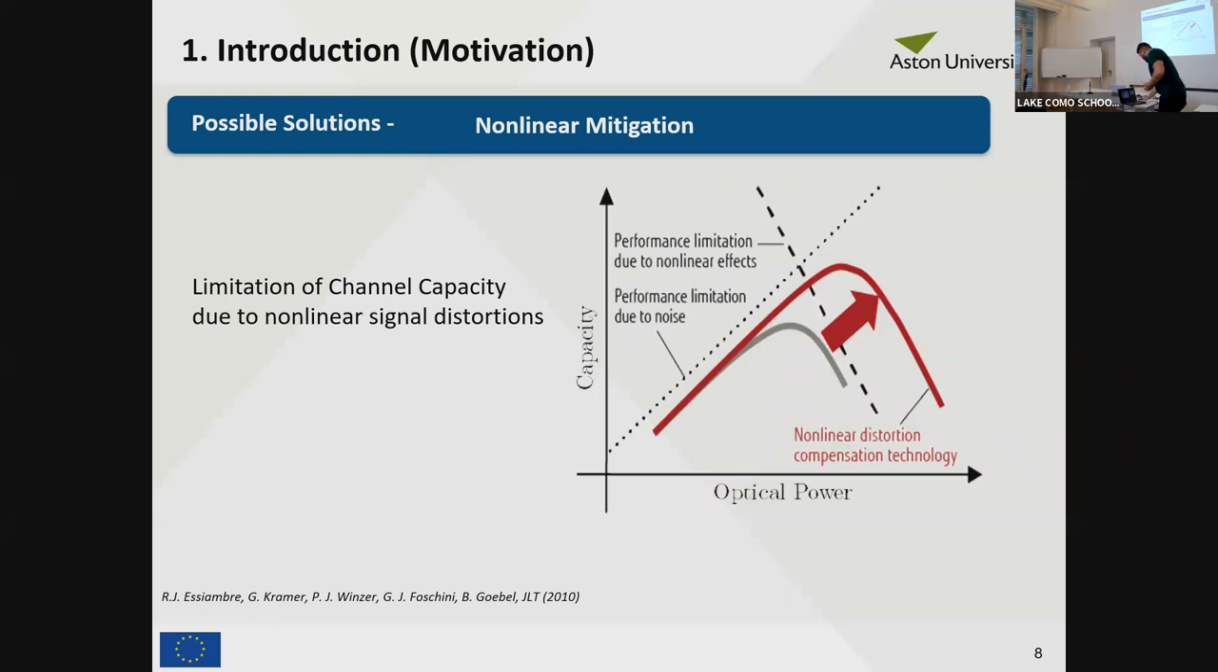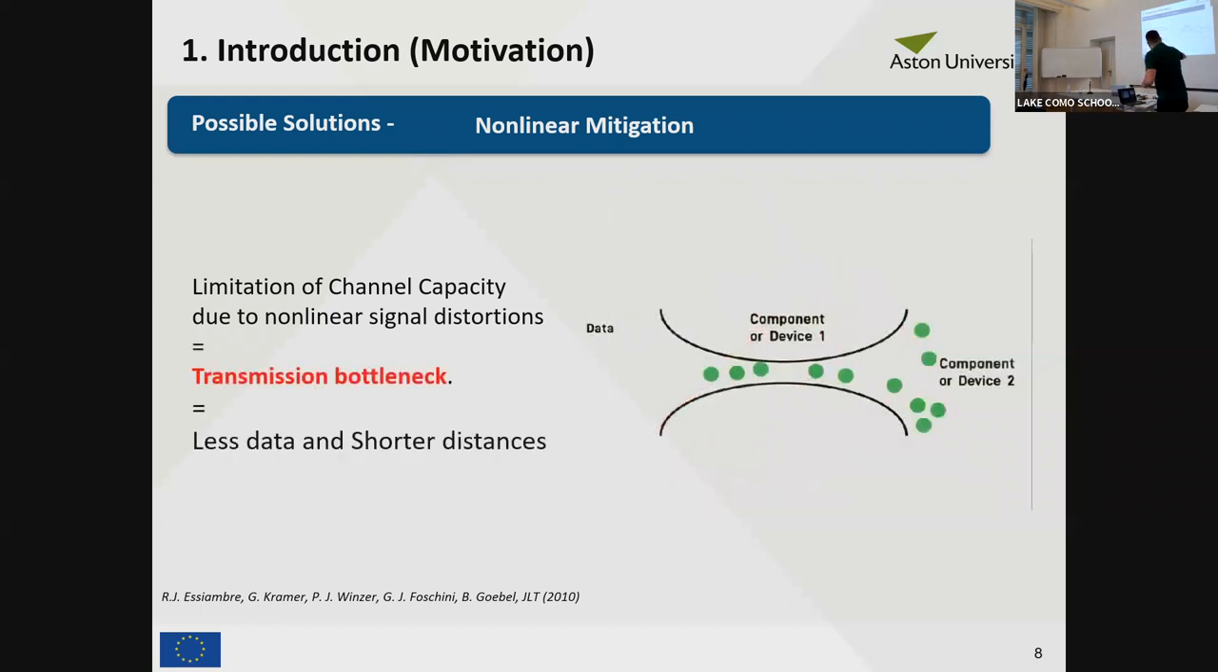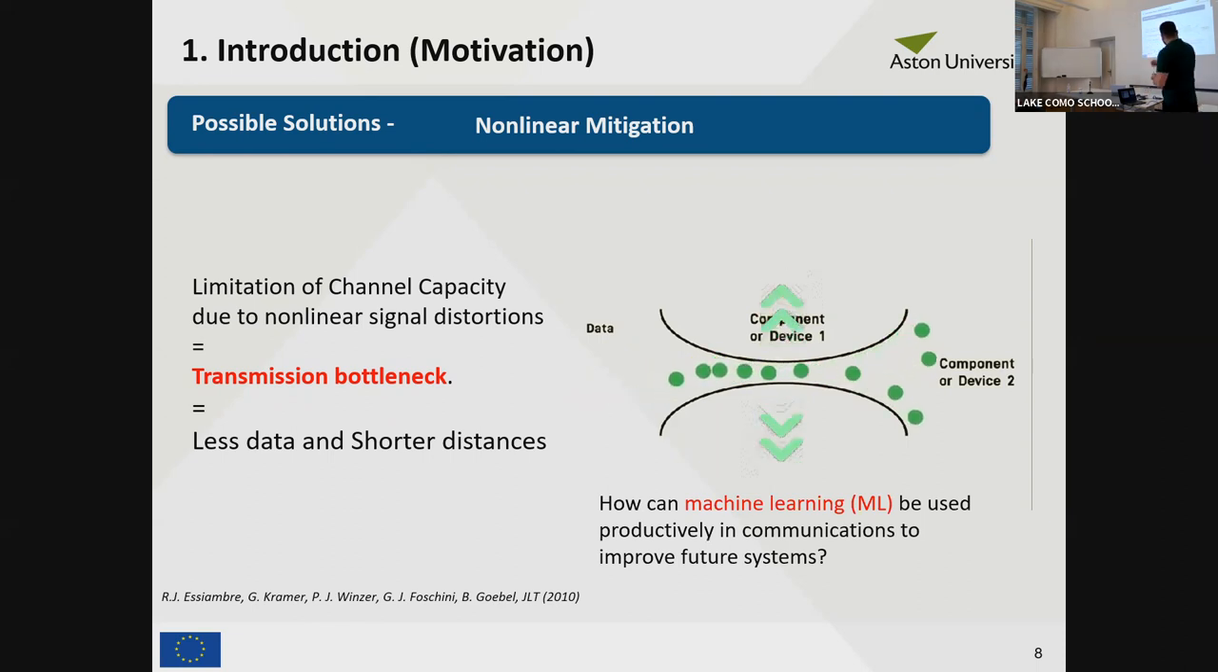And this is the true transmission bottleneck that even though we have the power to transmit, let's say, those nonlinear effects act like a bottleneck constraining our transmission. So my question here and the question of my PhD was, how can we mitigate, how can we solve this bottleneck at least partially, so we can transmit more using the same infrastructure, you see? So how can machine learning help us to produce the future of communications?